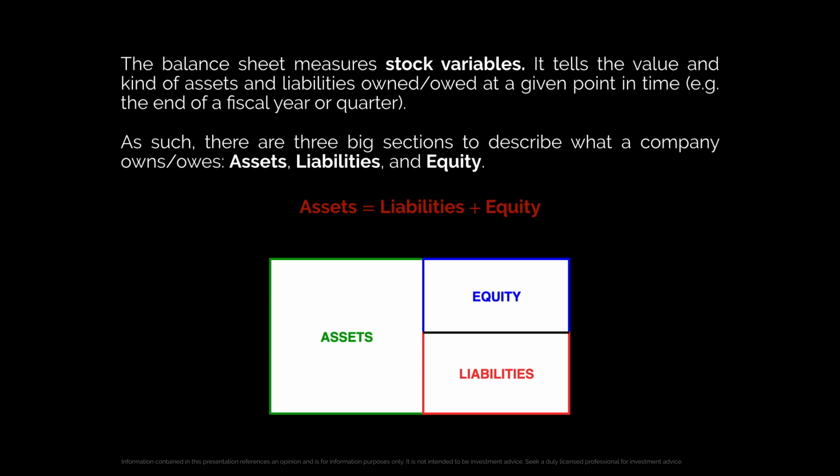And there are three big sections to describe what a company owns, which are assets, liabilities, and equity. Now, if there's only one thing you take away from this video, that's going to be the key accounting identity here, which is that assets equals liabilities plus equity. Now, we're going to go through each one of these three categories and look at some of the individual line items here. So let's start with assets.